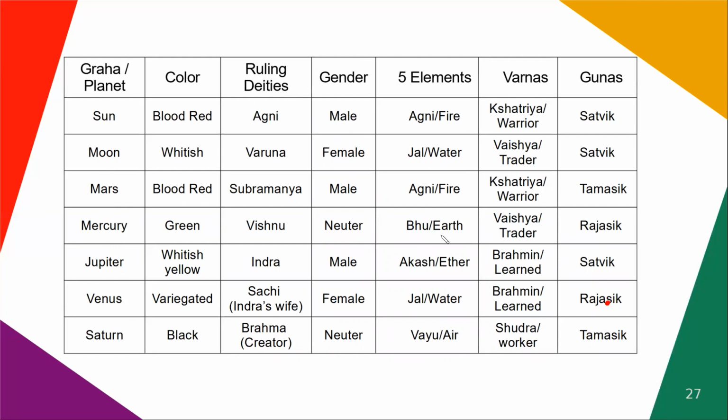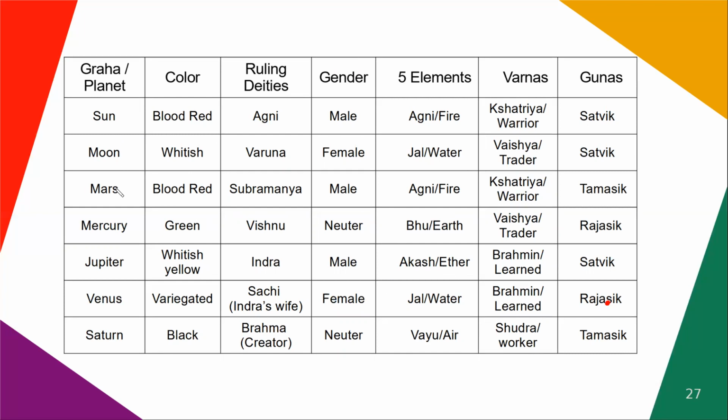Mercury belongs to the Bhutattva, that is the earth element. Jupiter, which is the largest of the planets, belongs to the Nabha or Akash or ether tattva. Whereas Saturn belongs to the air or Vayu tattva. So Maharshi Parashara has given different tattva to each planet.